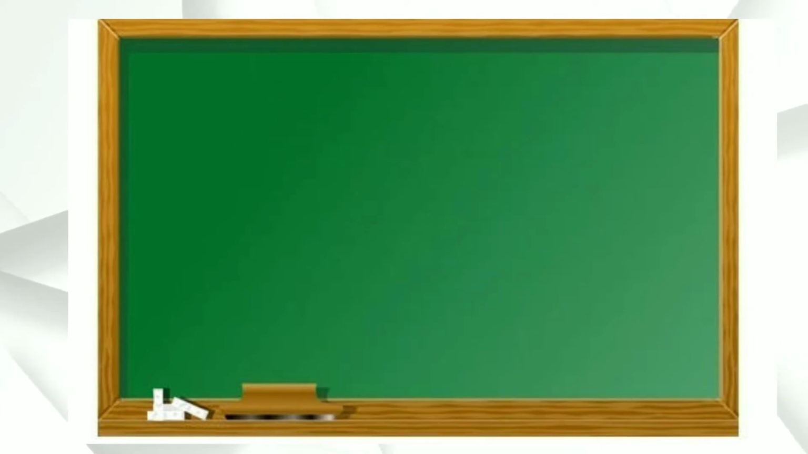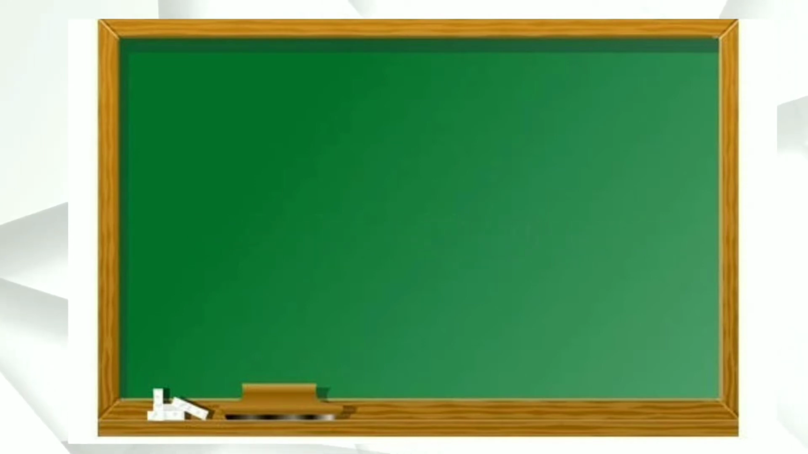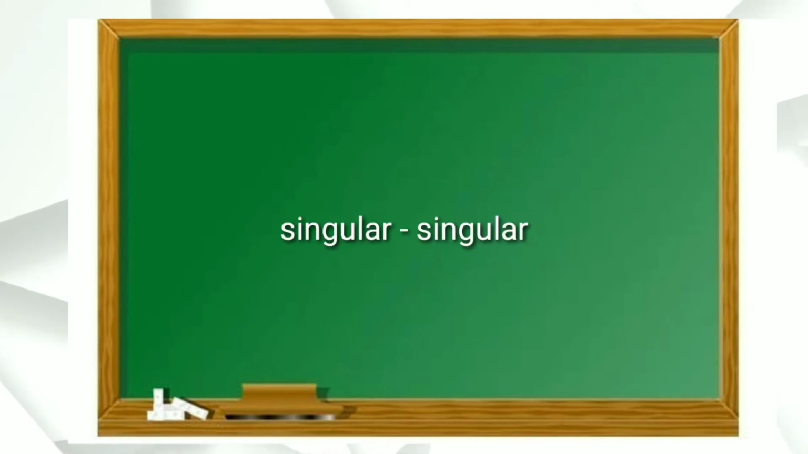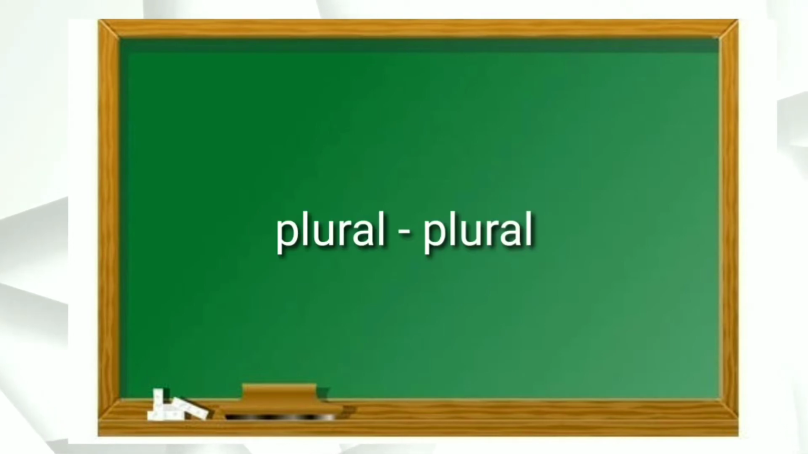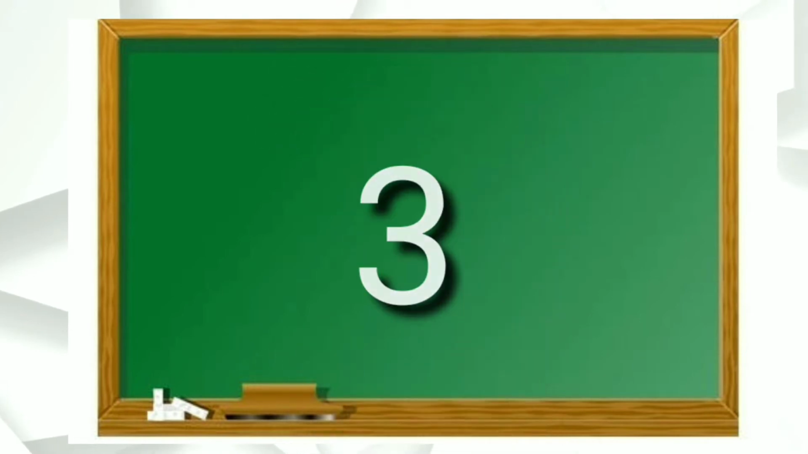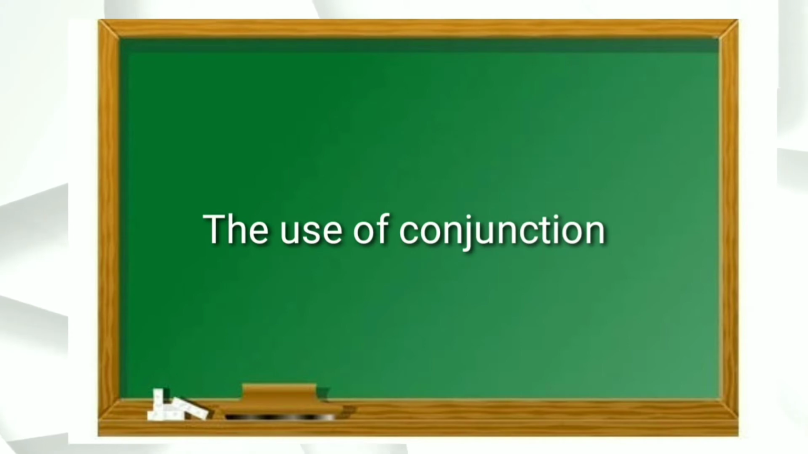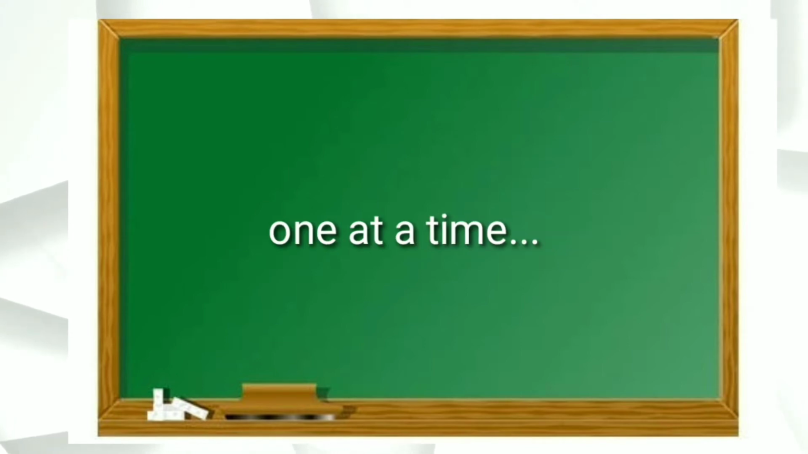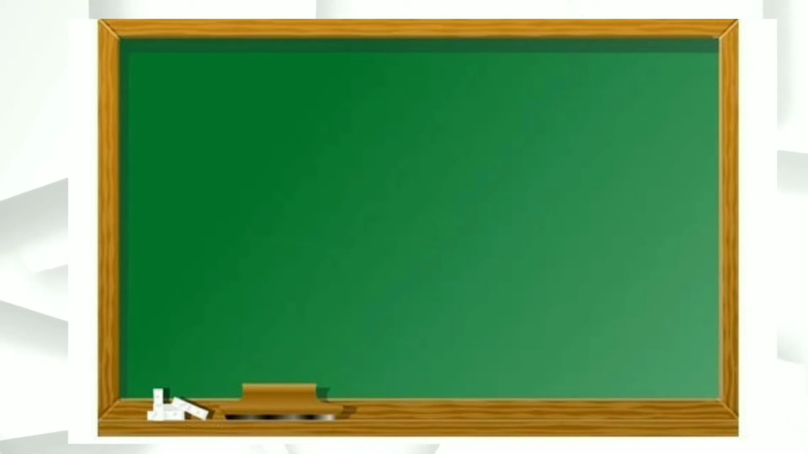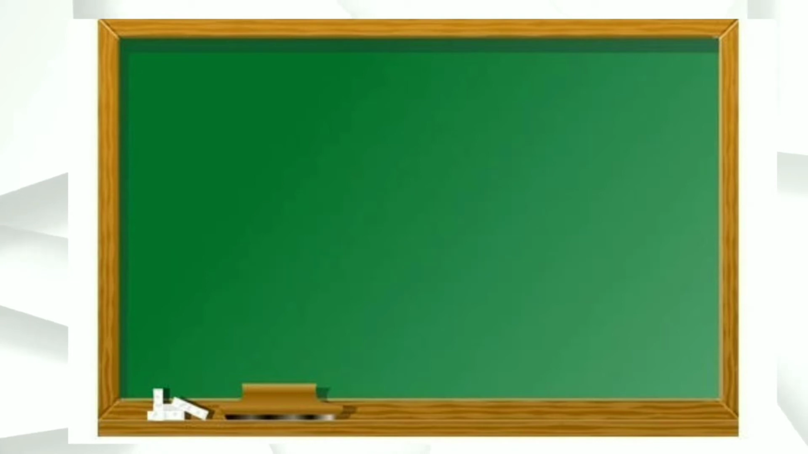Tip number 2. As I said before, always check for subject-verb agreement. If a subject is singular, then its verb should also be singular. Similarly, if a subject is plural, then its verb should also be plural. Tip number 3. Check for errors in the use of conjunctions. Remember that a sentence only uses one conjunction at a time. For example, use of both as and so in the same sentence is incorrect.